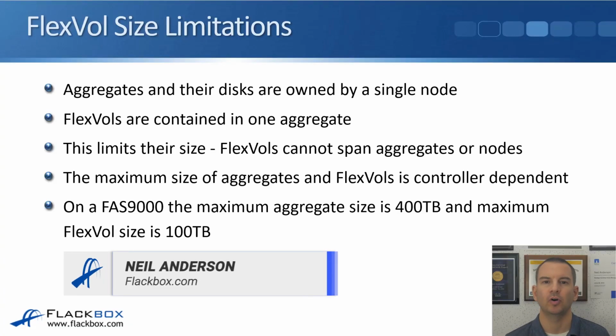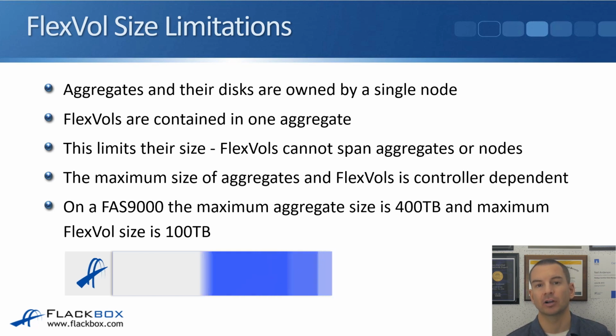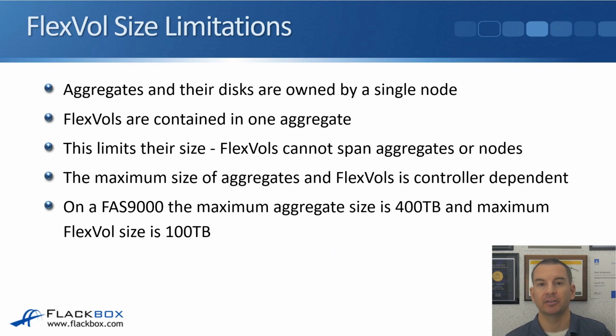Our normal FlexVols are limited in size. Aggregates and their disks are owned by a single node, and FlexVols are contained in one aggregate, so that limits their size. FlexVols cannot span aggregates or nodes, so they're limited to the size of the aggregate they're in on the node that they are on. The maximum size of aggregates and FlexVols is controller dependent. So on a FAS 9000, for example, the maximum aggregate size is 400 terabytes and the maximum FlexVol size is 100 terabytes.